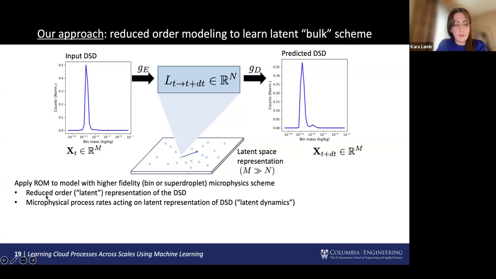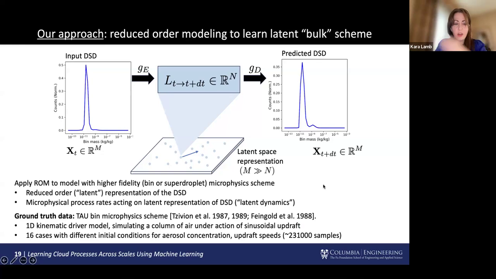So basically, this is going to give me both this reduced order or latent representation of the droplet size distribution, and I'm also going to learn in this lower dimensional representation some type of latent dynamics on this latent representation, which is going to be these microphysical processes.